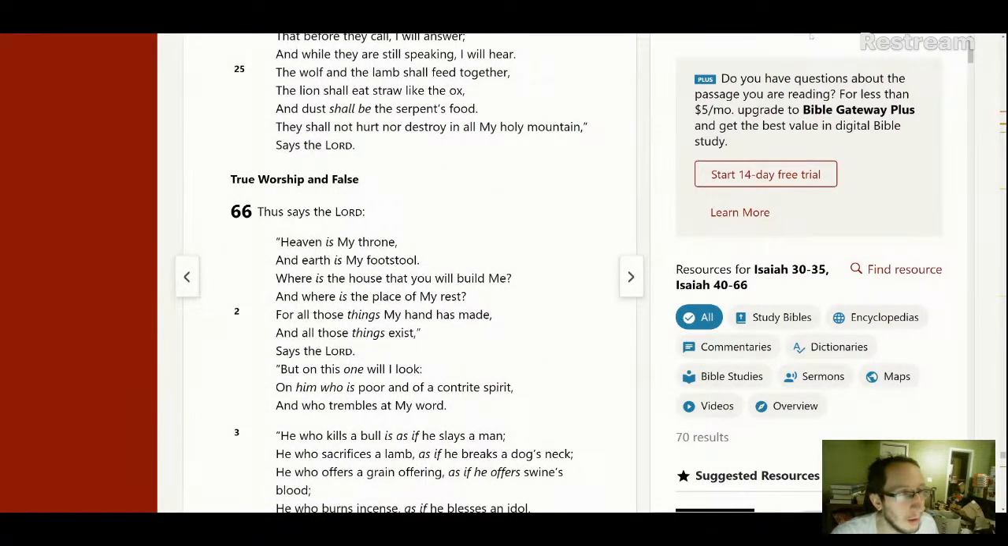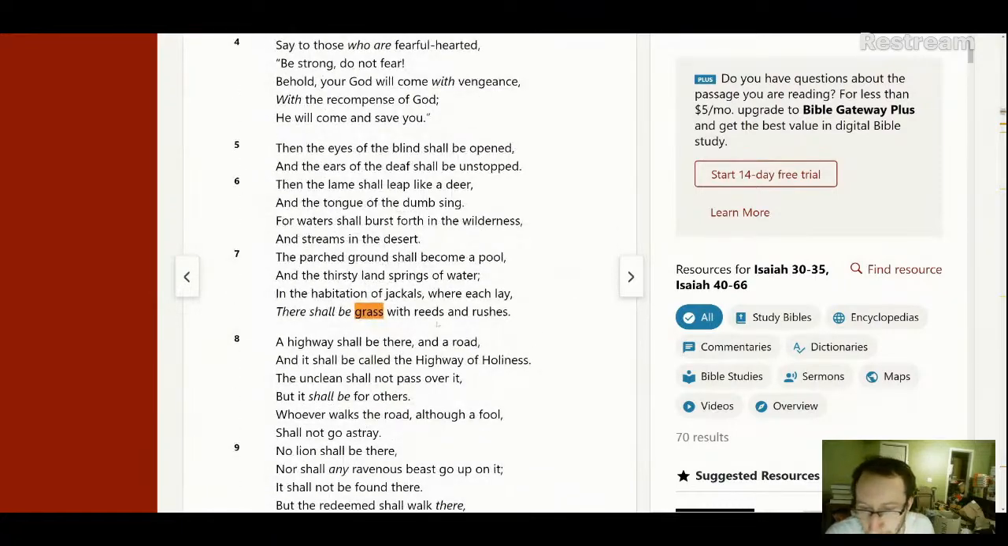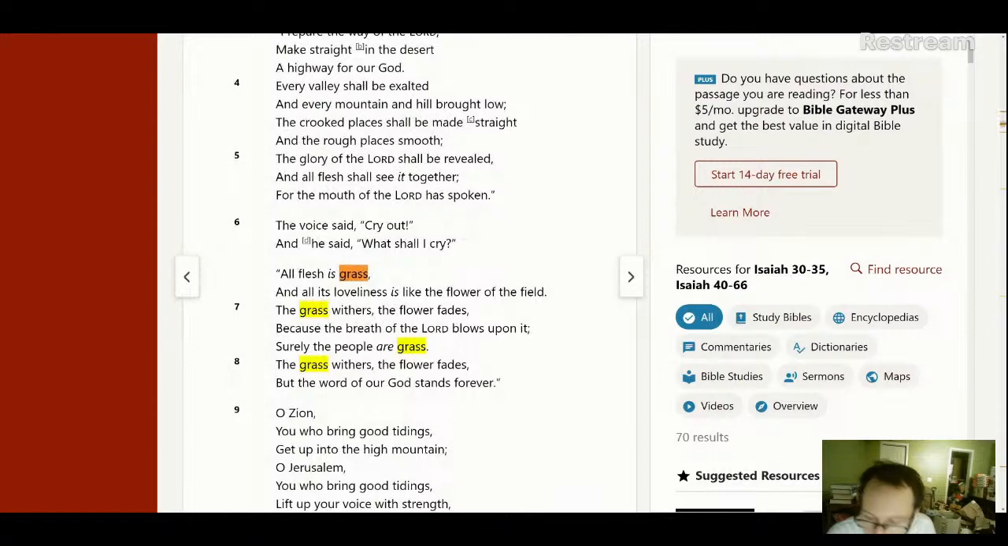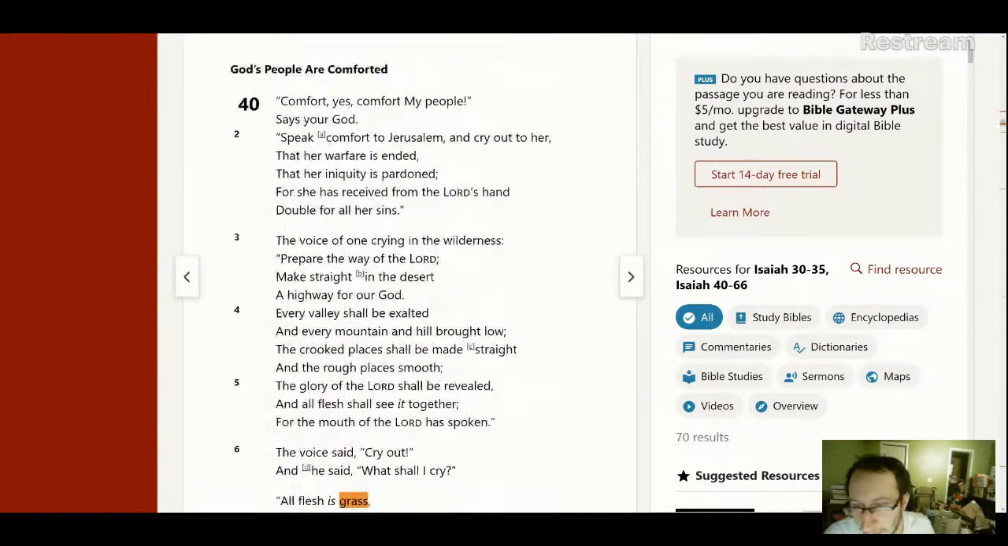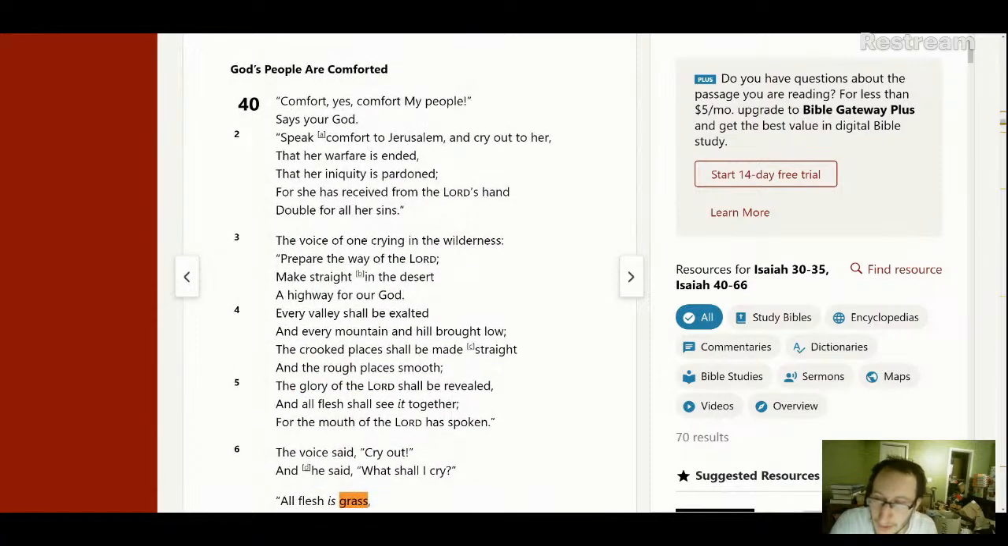Chapter 35, look at this. There shall be grass with reeds and rushes. And then it mentions grass again in chapter 40. All flesh is grass. So it's very much connected, chapter 40 to 35.